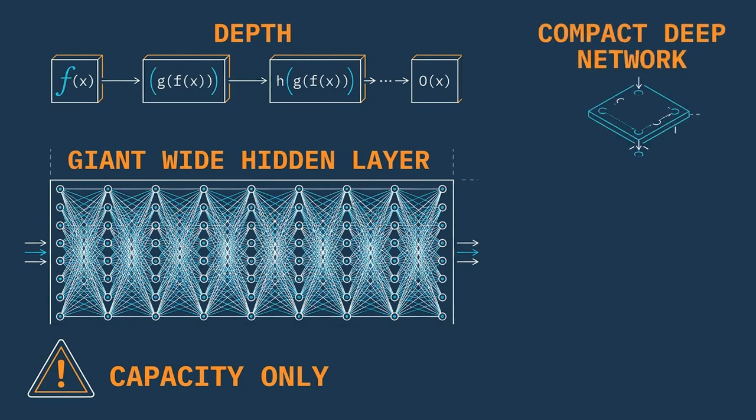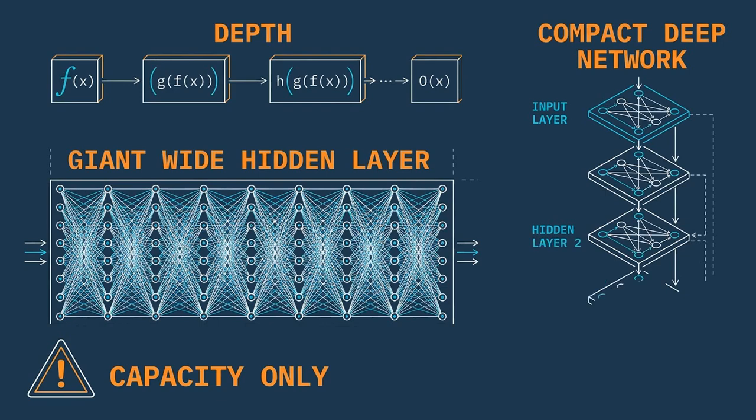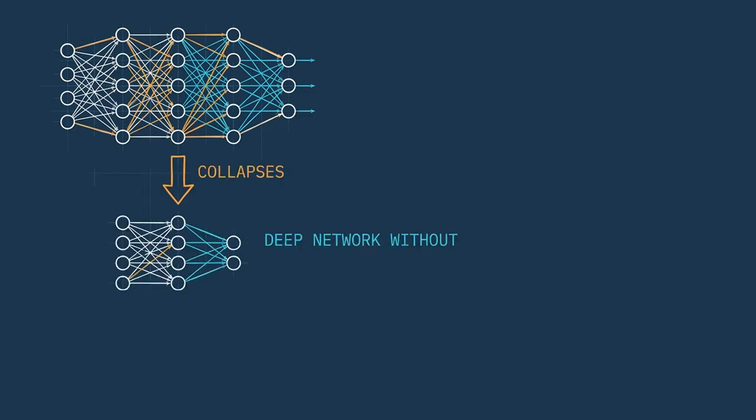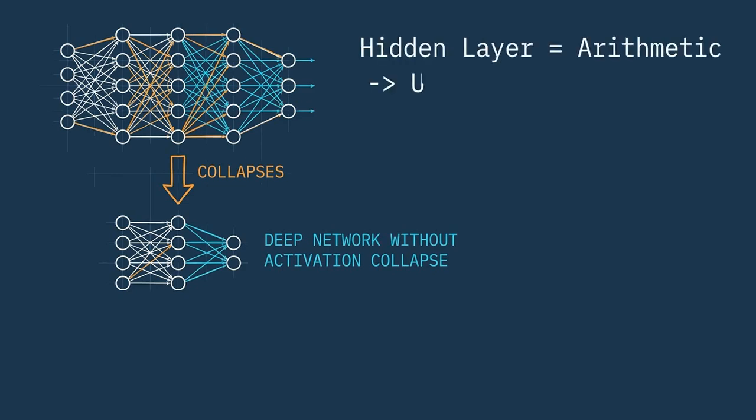Depth offers another route. For some function families, deeper networks can represent a transformation compactly, while shallower networks need exponentially more units. That does not mean deeper is always better. Without nonlinearity, extra layers still buy no additional expressive relationship. Everything remains linear.